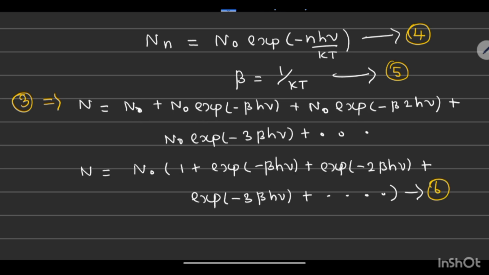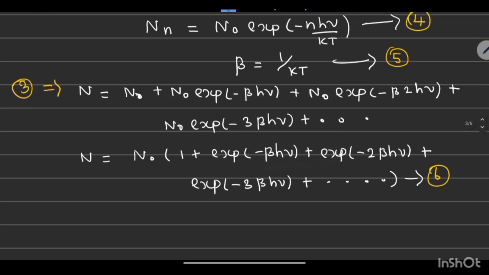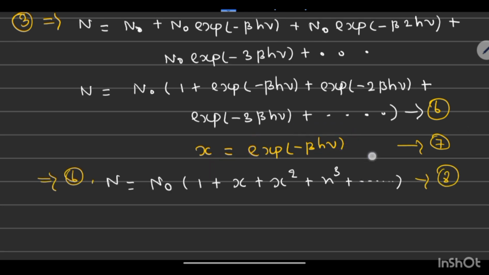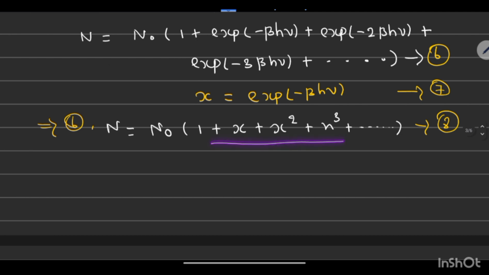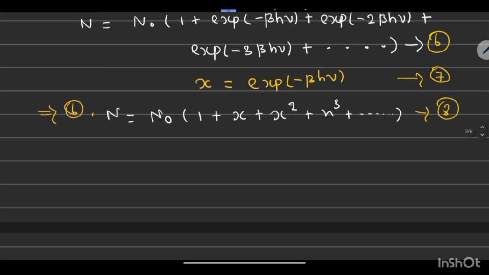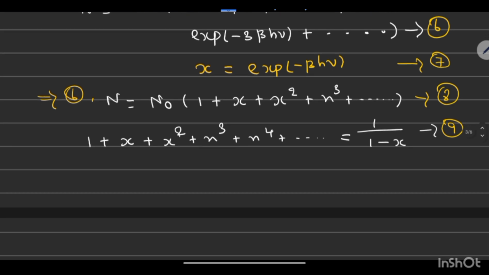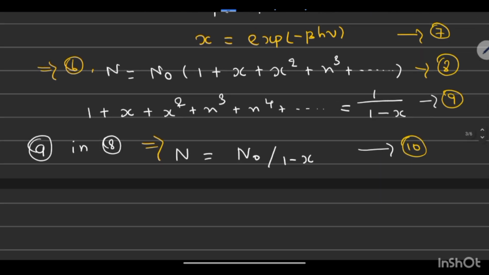Then taking out n naught commonly, I can write, and substituting for exponential minus beta h nu as x, I can rewrite equation 6 in this simplified form, and equation 8, this series can be written as the binomial expansion of this function, 1 over 1 minus x, and substituting there I can find the total number of oscillators in the cavity wall using equation number 10.